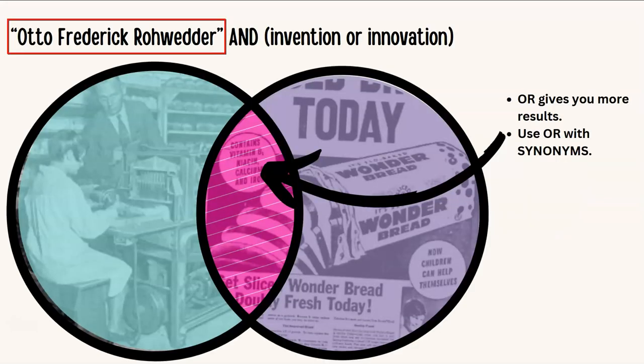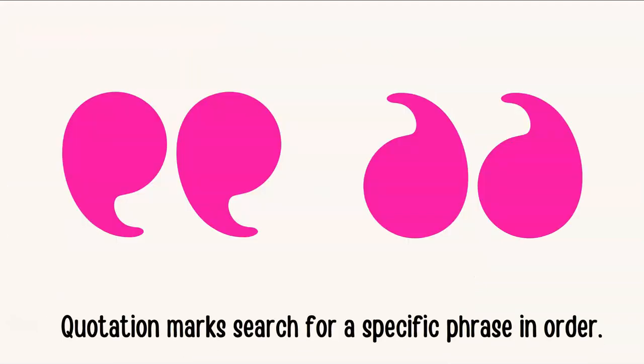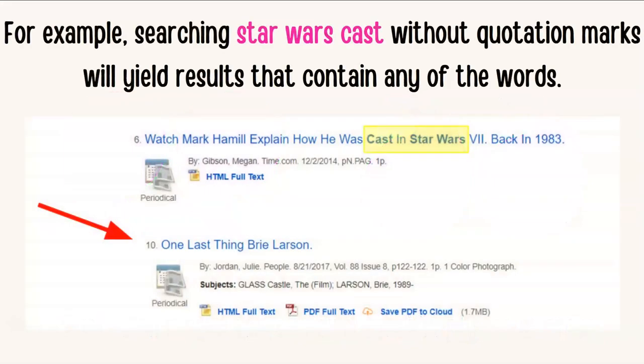You notice I've been using them to put them around the author's name and phrases like sliced bread. But what do quotation marks do? They search for a specific phrase in order. You'll notice in this example that I searched for Star Wars cast on a database without quotation marks. That'll yield results that contain any of the words in any order. By the 6th result, I'm getting the words completely out of order. And by the 10th result, it has nothing to do with Star Wars. It just has the word cast in there somewhere. That is not what I want.